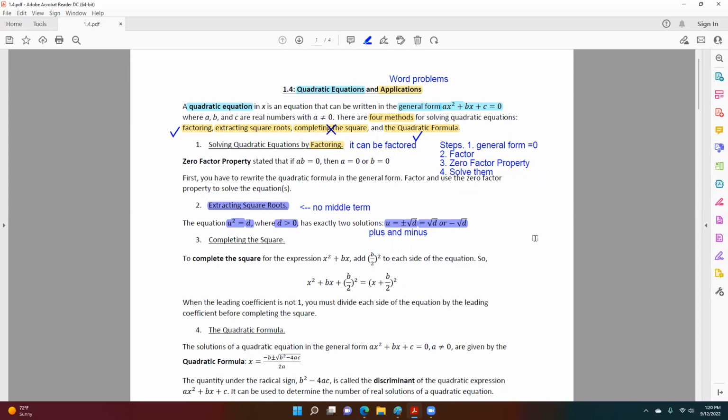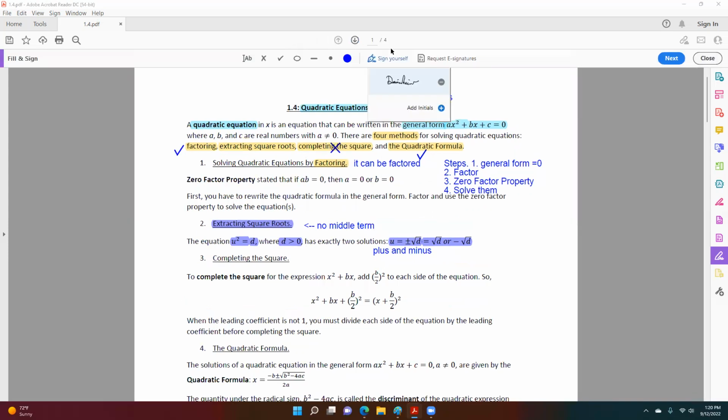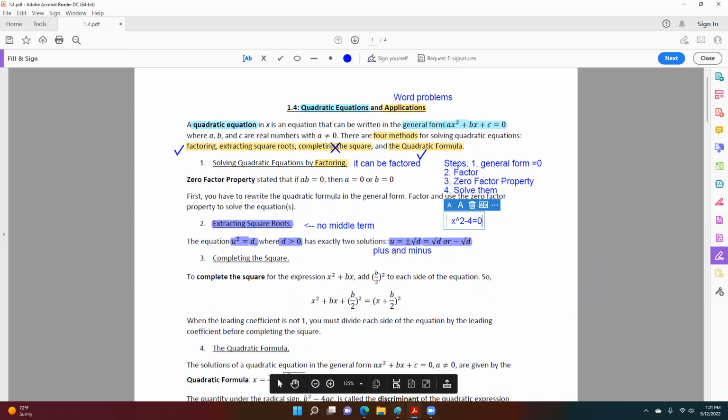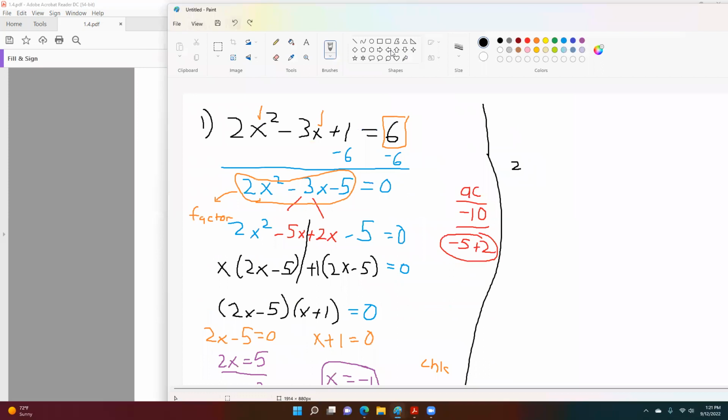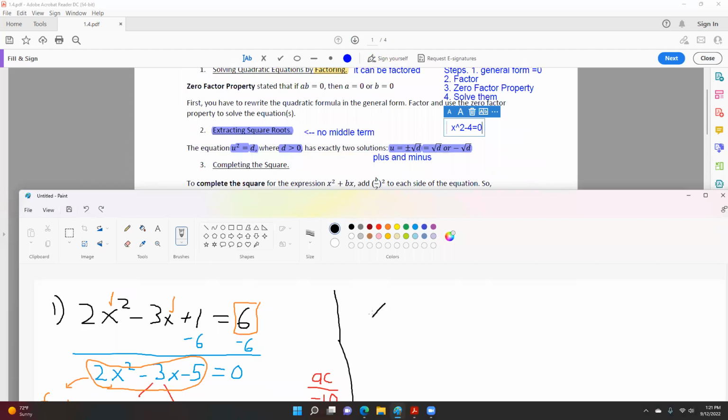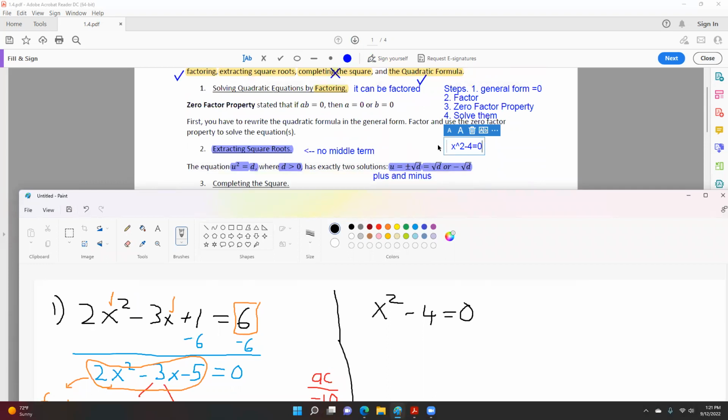And again, class, this extracting the square root method is used if you do not have a middle term. An example in this case will be x squared minus 4 equals 0. I give you another quick, easy example, so we're not going to do number 2 yet. I will give you a very quick example of how we do this, extracting the square root. The example will be x squared minus 4 equals 0. And again, you notice that this quadratic equation has no middle term, no bx term here.